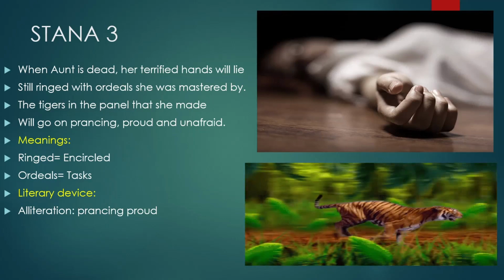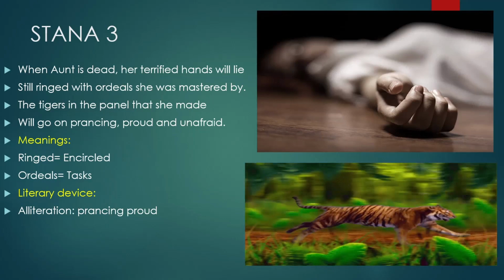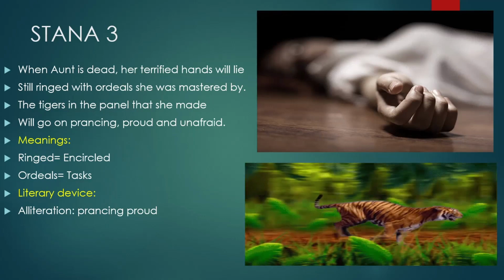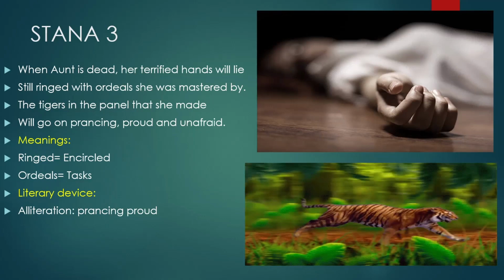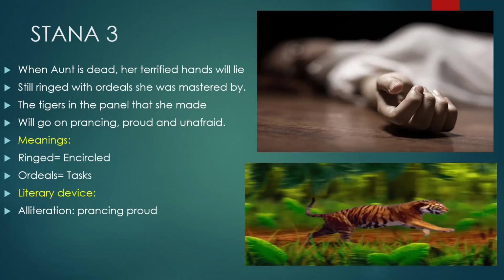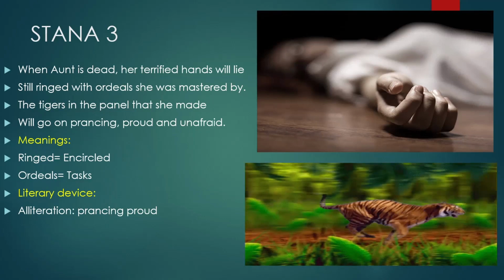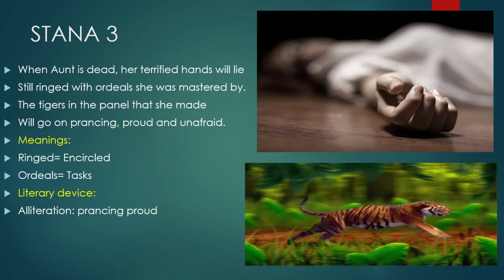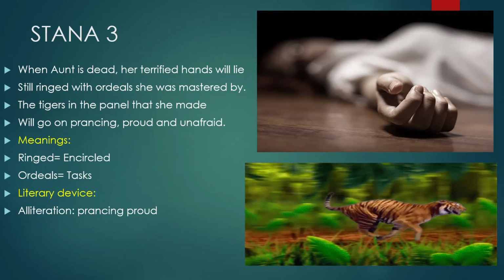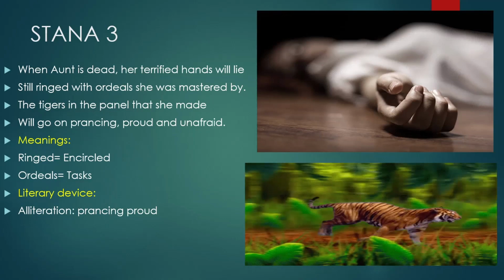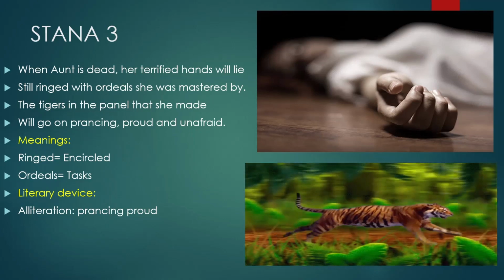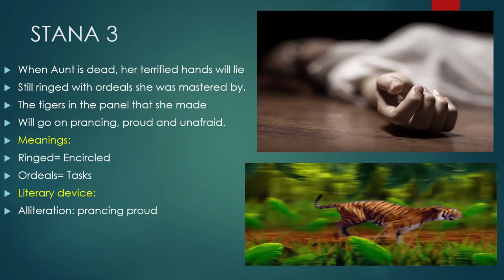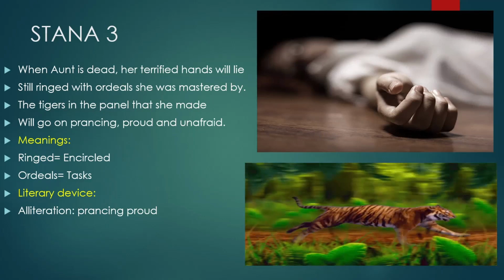When Aunt is dead, her terrified hands will lie still, ringed with ordeals she was mastered by. The tigers in the panel that she made will go on prancing, proud and unafraid. See this here, when Aunt is dead. So after doing all these household works and after being completely terrified by the oppression of her husband, she died.